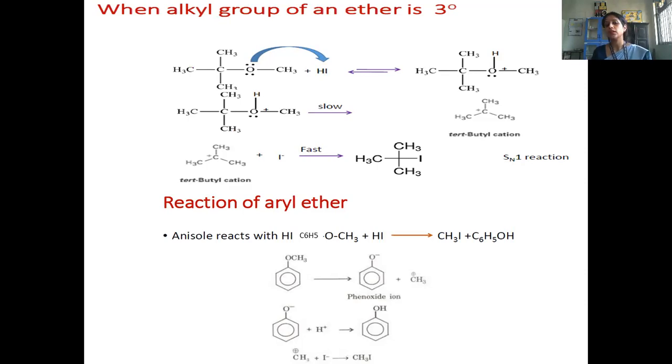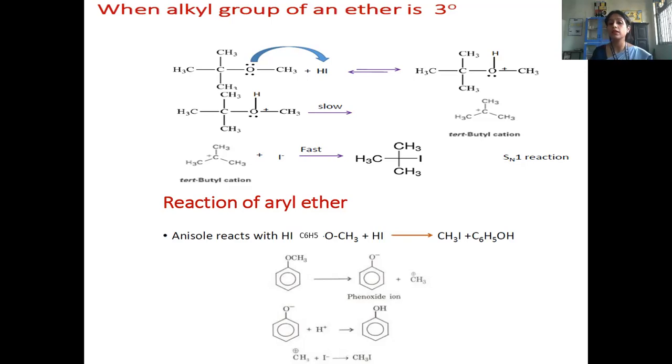Then this further reacts to form a tertiary carbocation. Why? Because it is more stable. The more stable the carbocation, the faster it is formed. Then this carbocation reacts with the nucleophile part of the attacking reagent, that means iodide. So it will form tertiary butyl iodide. So the mechanism is an SN1 reaction.